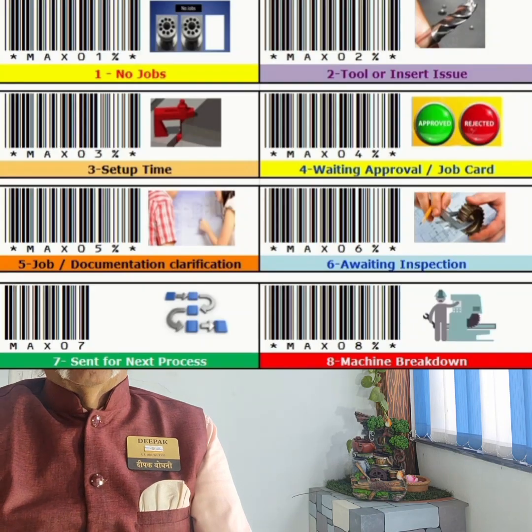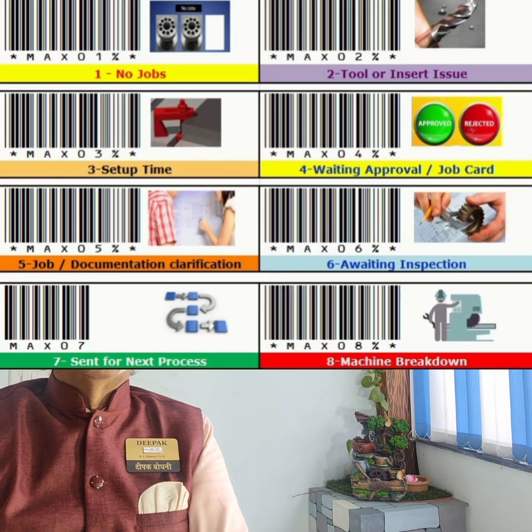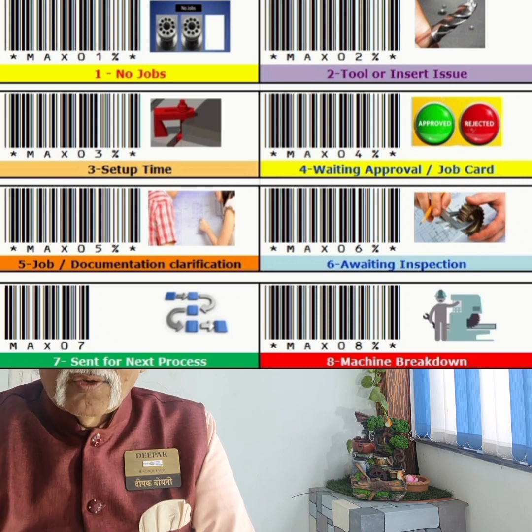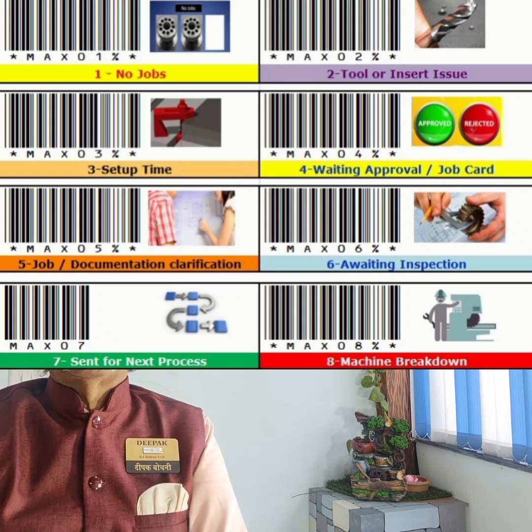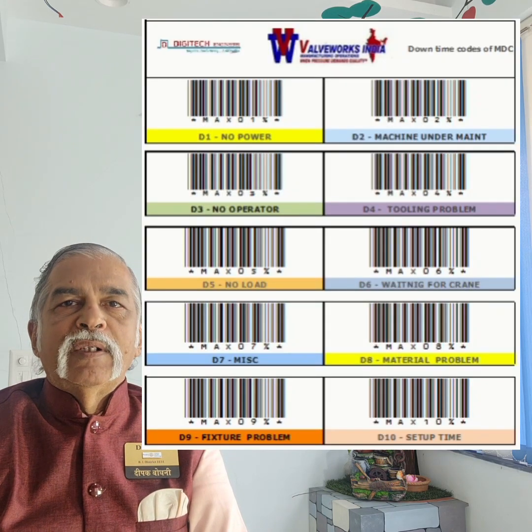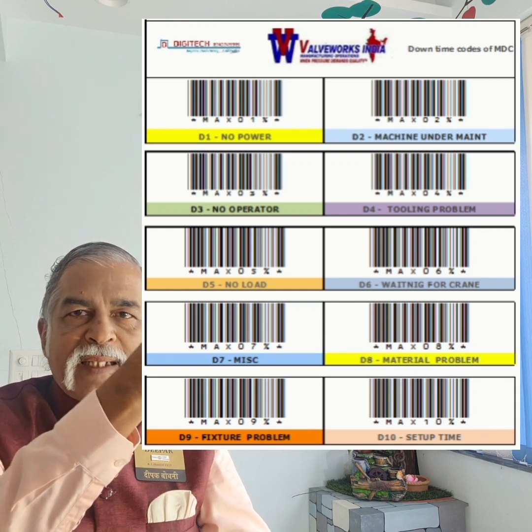So the first case, which is very common, is having a barcode interface. We have installed CIMCO MDC at many places with a barcode interface. We stick the barcode sheet on the controller side, having those 10 to 12 downtime reason codes. Whenever the machine stops, the operator will just pick up the barcode and scan that particular downtime.